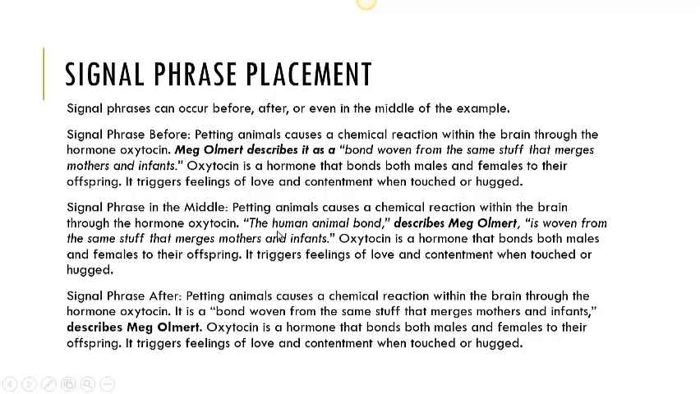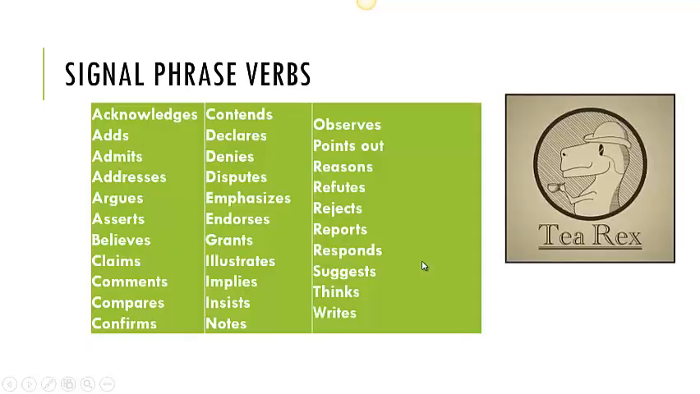You can also cut the quote up and put the signal phrase in the middle. The human-animal bond, quote, describes Meg Ulmer, is woven from the same stuff that merges mothers and infants, so you can introduce it that way. You can also, if you're using a quote or a very clear paraphrase, put the signal phrase at the end. It is, quote, a bond woven from the same stuff that merges mothers and infants, describes Meg Ulmer. So varying where those signal phrases fall is a very important thing to do. It just leads to cleaner, less repetitive writing.